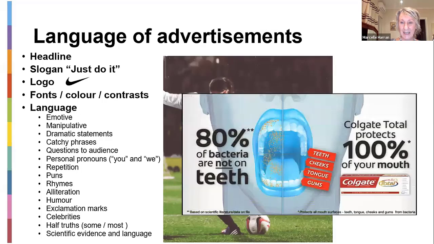All right. So this is one with health, using evidence and statistics, which makes us believe it's all true. And we're horrified that 80% of bacteria in our mouth is not on our teeth. You think it is, but it's actually our teeth, our cheek, our tongue, and our gums. And just using Colgate will protect us, okay, 100%. So the whole idea is using scientific facts, maybe half-truths, to entice us to buy the product. So we are inspired to use Colgate.